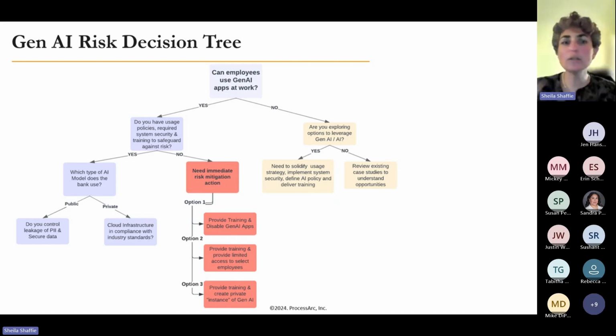Now, if you've got all of these things in place, that's fantastic. Kudos to you. I think you guys are definitely ahead of the curve, in which case all you have to start thinking about is whether, from a pricing perspective, you want to do a public usage of the generative AI applications, or, excuse me, you want to create a private instance. So you will have access to this decision tree and the actions you need to be taking.